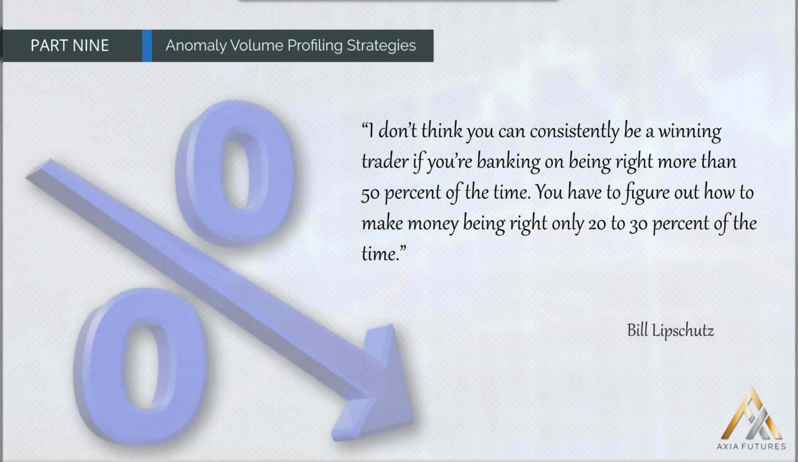Part 9. Anomaly Volume Profiling Strategies. Bill Lupschutz once said, "I don't think you can consistently be a winning trader if you're banking on being right more than 50% of the time. You have to figure out how to make money being right only 20 to 30% of the time."